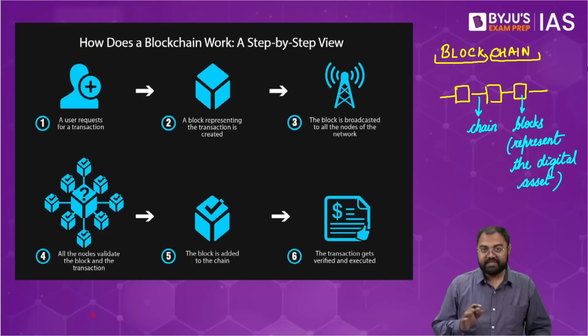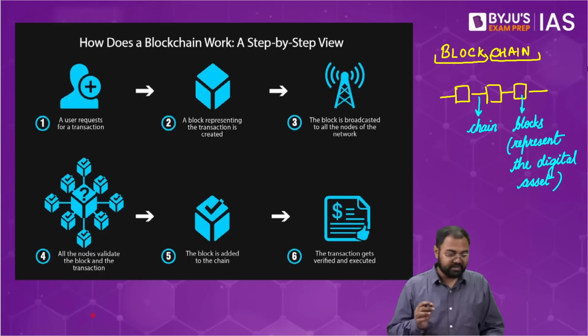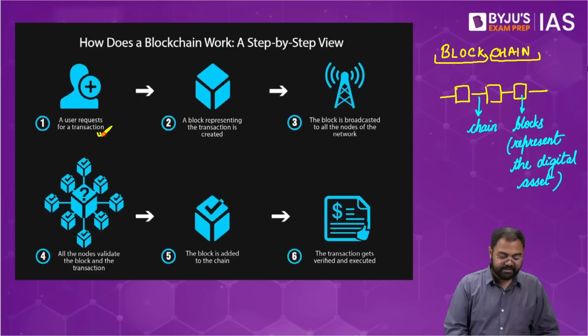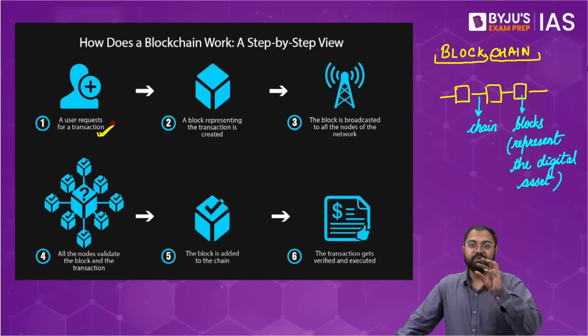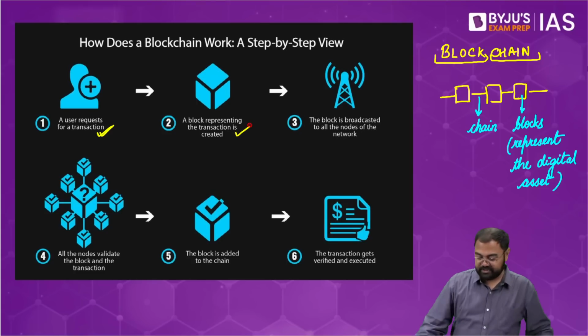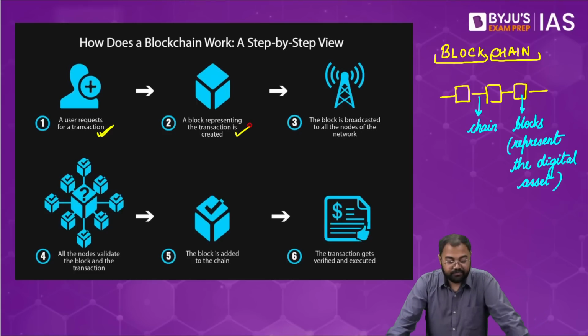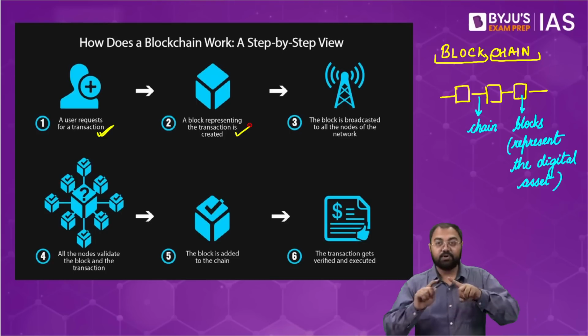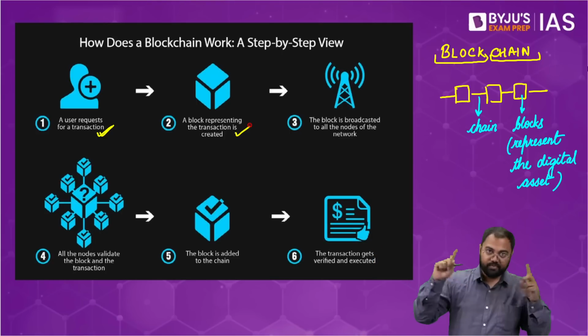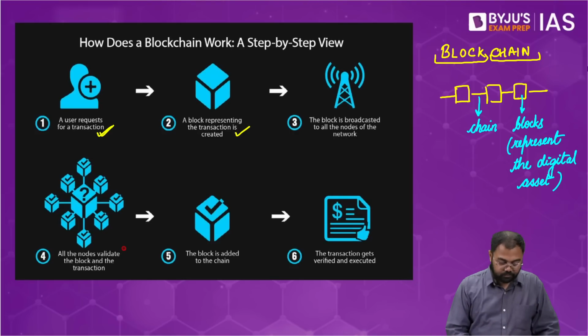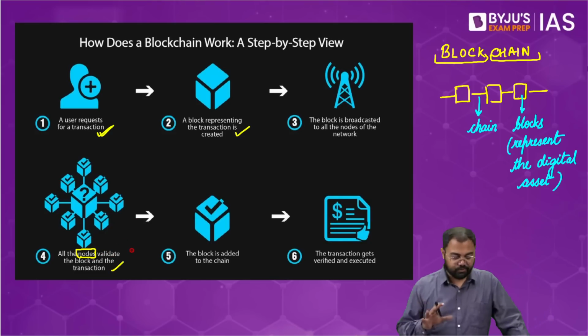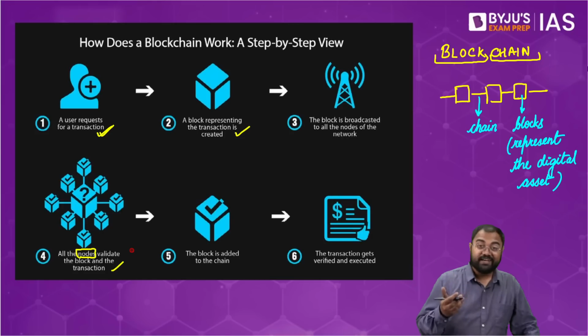A basic transaction in blockchain technology will be something like this: let's say there is a user who requests a transaction. In that case, a block will be created which represents this transaction, and once this block has been created, it will be broadcasted to a lot of users who are called nodes.